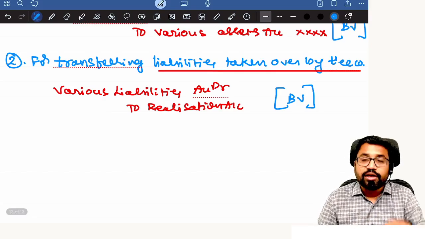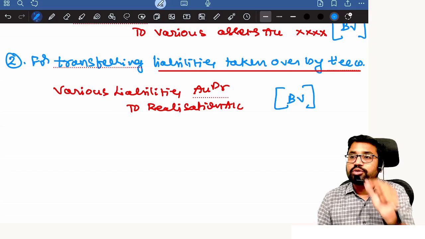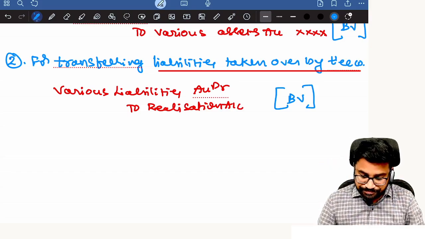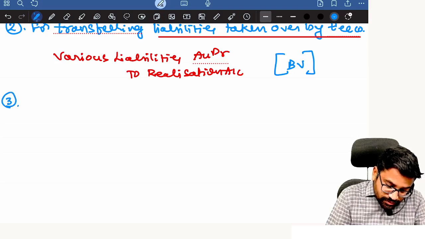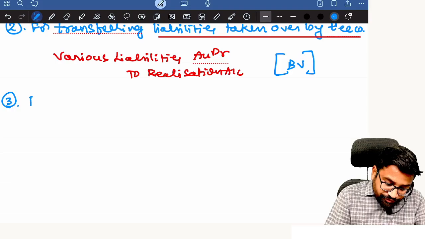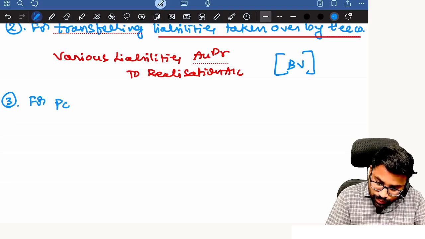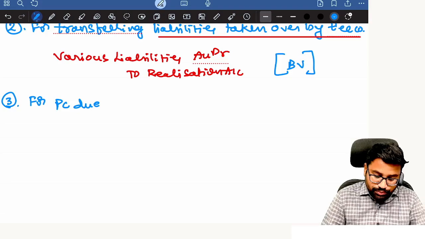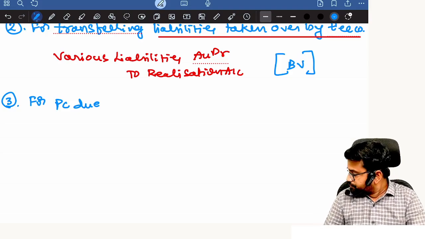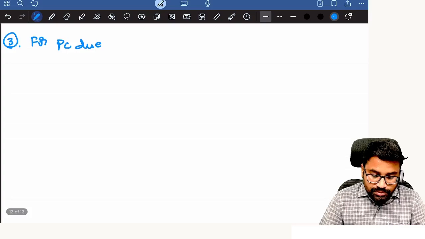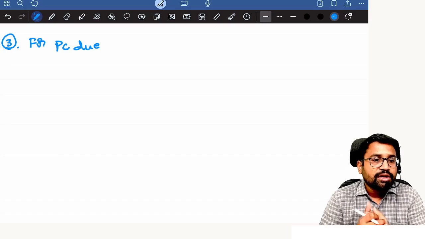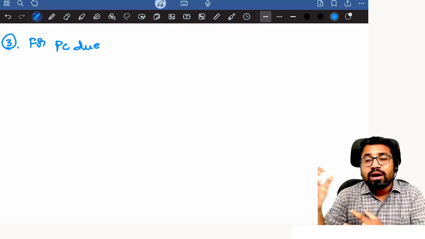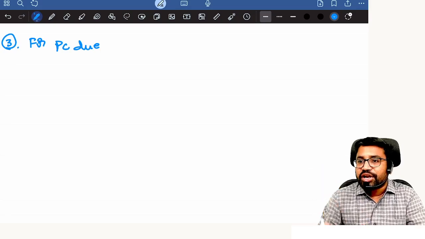Like for example here, provision for doubtful debts account debtor to realization, like that. Next, third entry is for PC due, purchase consideration due. Sir, I am the transferor company. PC is due from which company? Transferee. So tell me, when an amount is due from somebody, what is the entry you will write?